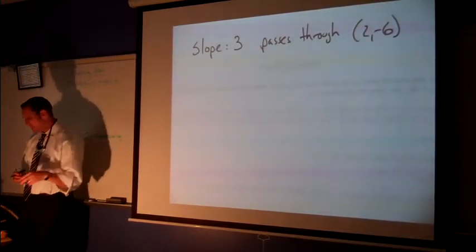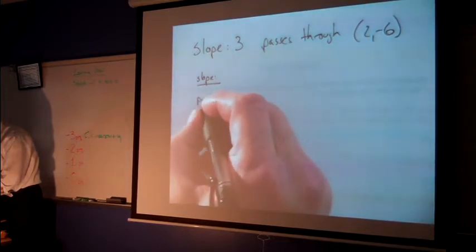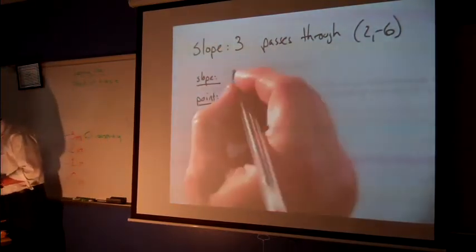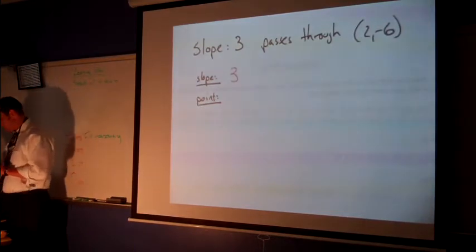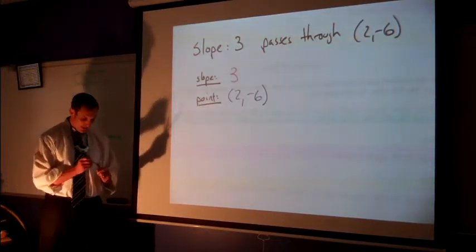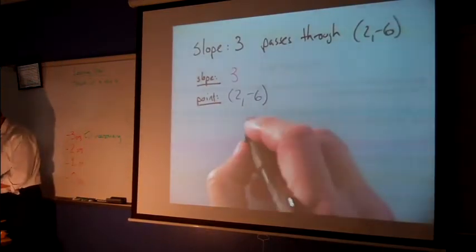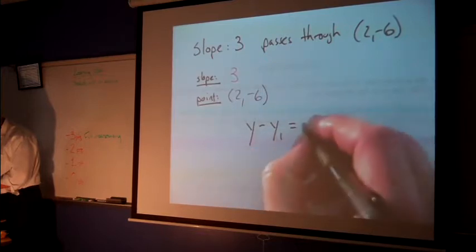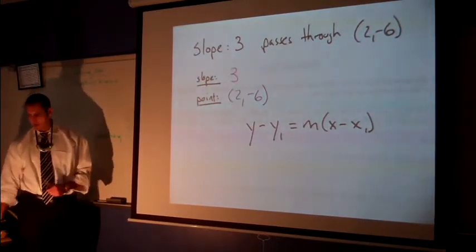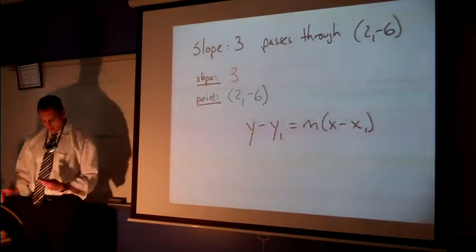And remember, we need two pieces of information to write an equation. We need a slope, and we need a point. So the two pieces of information that we have: the slope is 3, and the point is (2, -6). So we have our slope, we have our point, we're ready to use point-slope form. The point-slope form that we just covered: y minus y1 equals m times x minus x1. We're going to use the information that we have and come out of this with an equation.